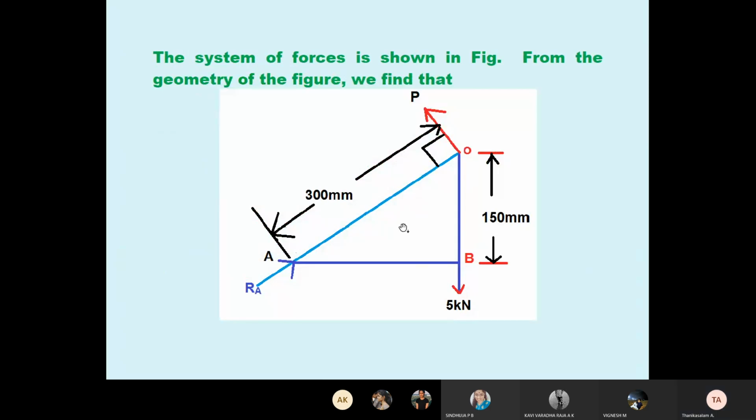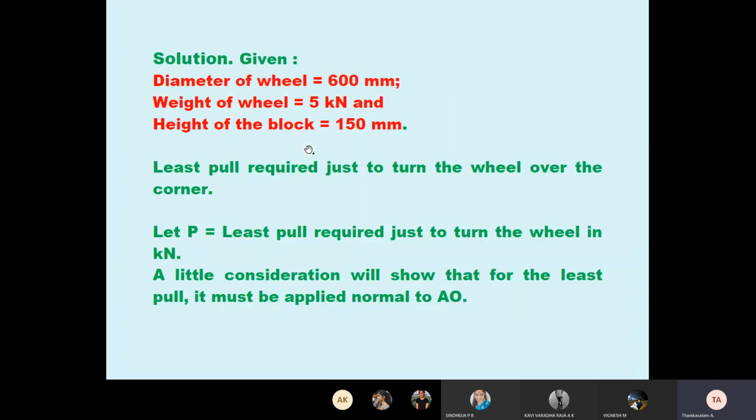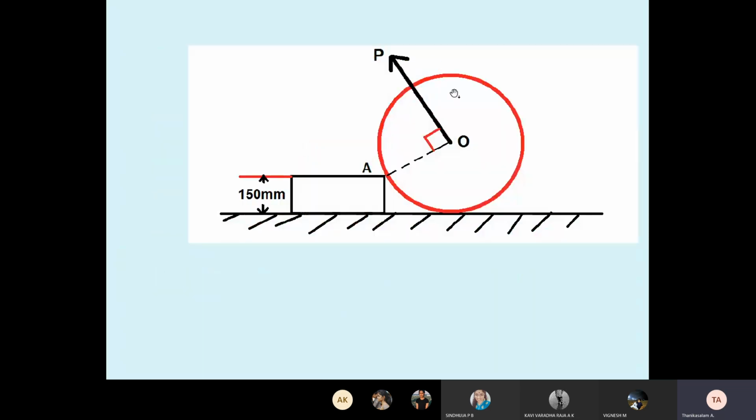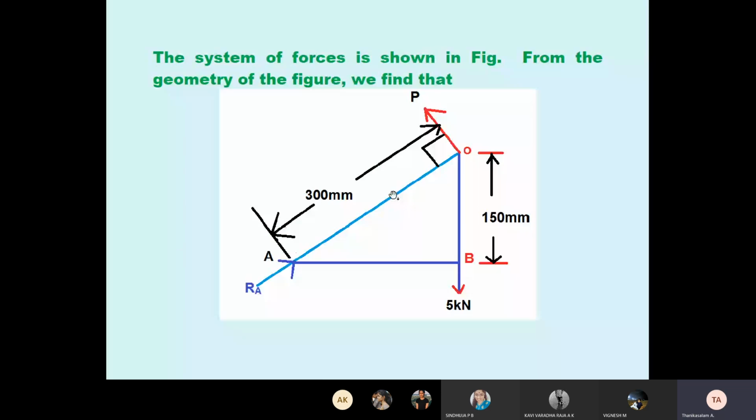Okay. Now you see the forces. The weight is acting vertical downward. How much is the weight? 5 kilonewton. So I marked the 5 kilonewton weight, vertical downward, at the middle point. I already told you, weight is always acting at the middle of the body. So weight is acting vertical downward, 5 kilonewton.